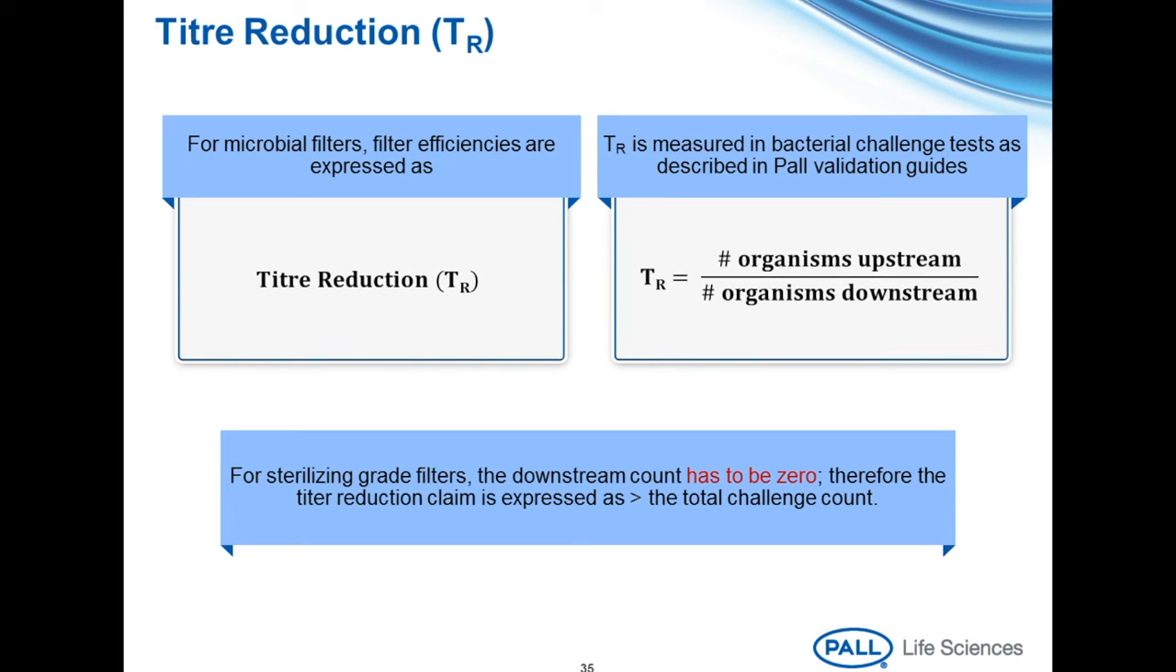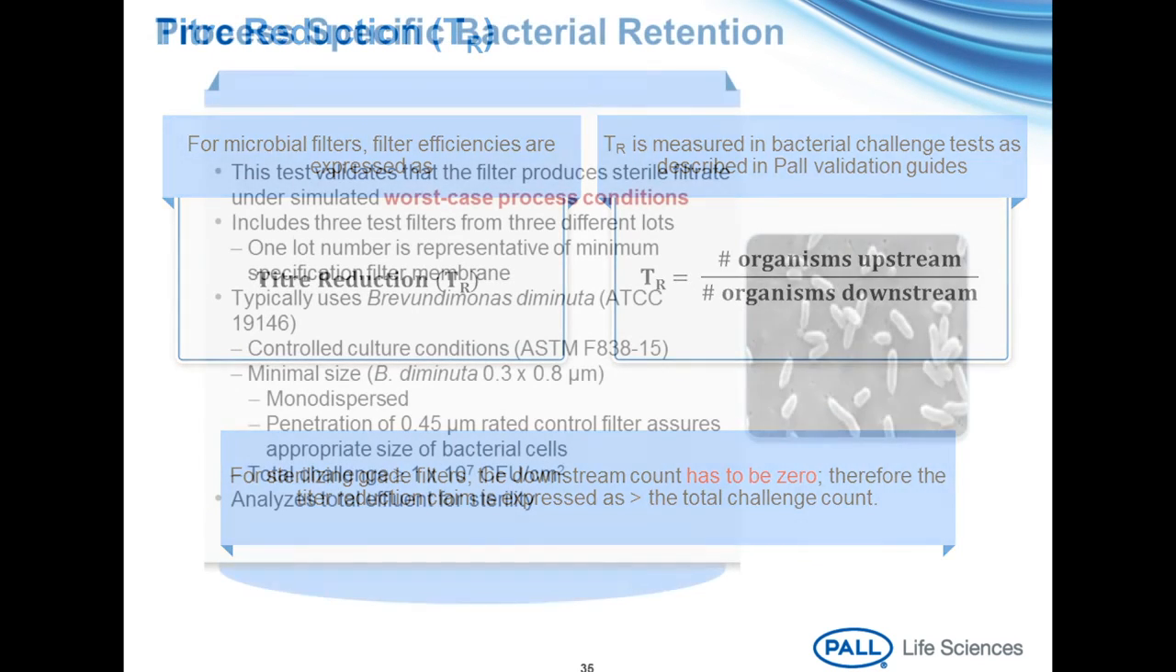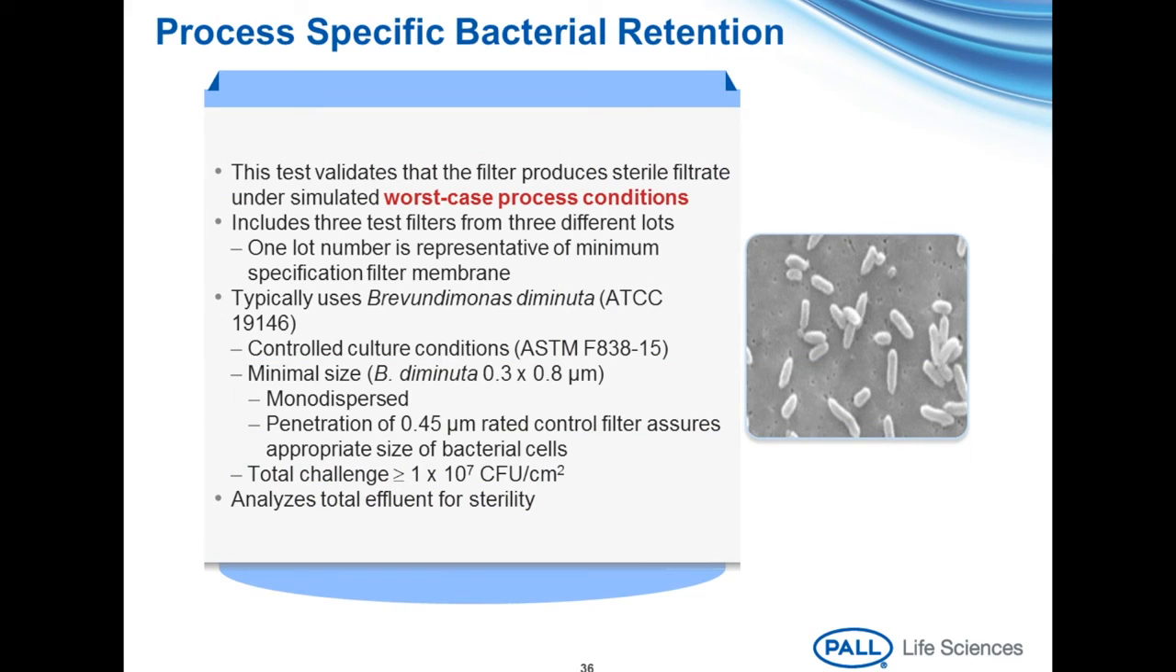And in that case, the titer reduction would be described as equal to or greater than the total number of influent bacteria. In a process-specific bacterial retention testing, the filter is tested under a scaled-down version of actual process conditions. It includes 3 test filters, so testing in triplicate, from 3 different manufacturing lots, and usually must include a minimum specification membrane, so you're covering the entire expanse of manufacturing quality.